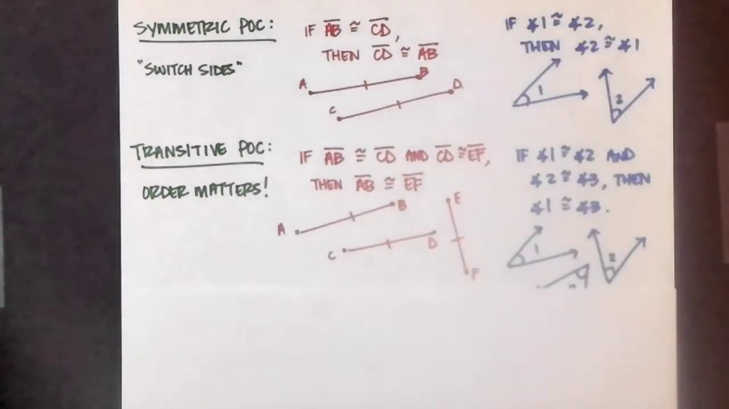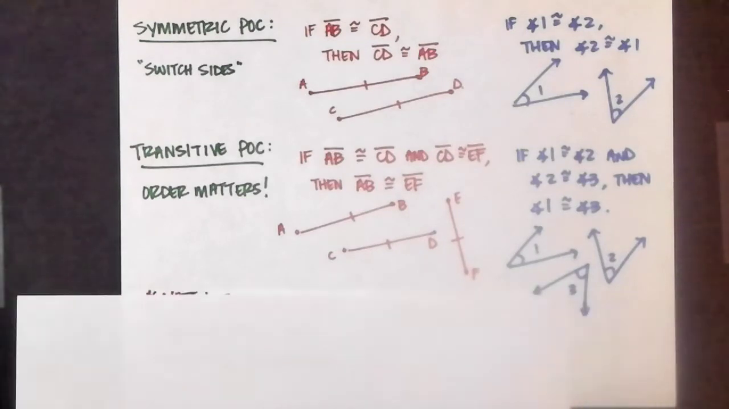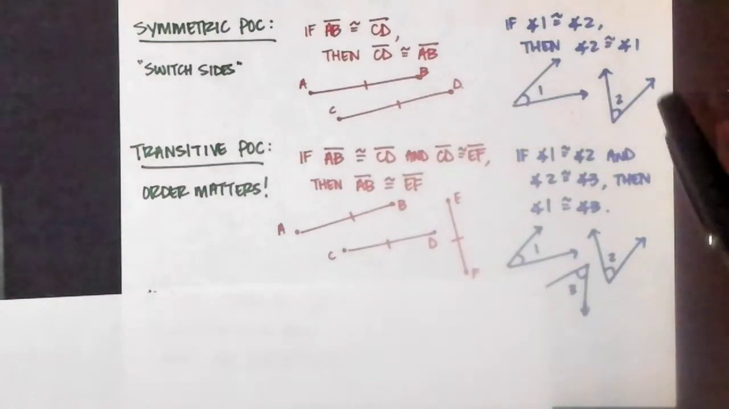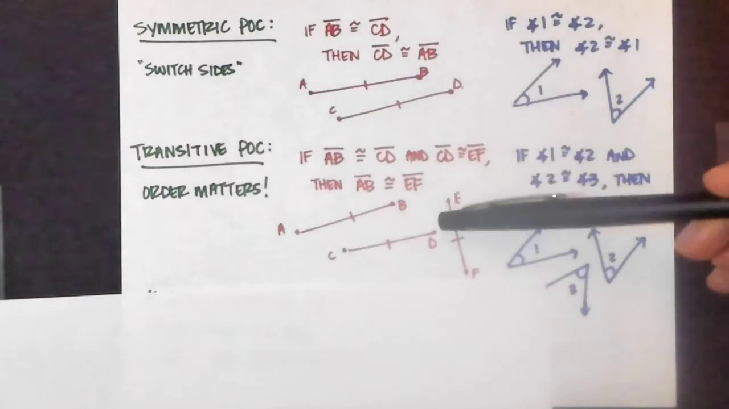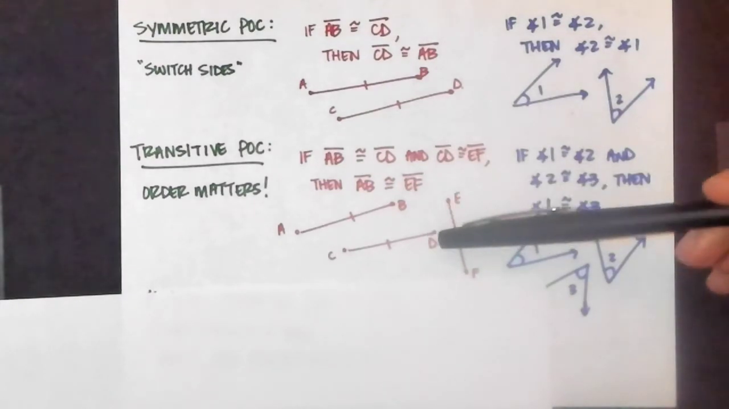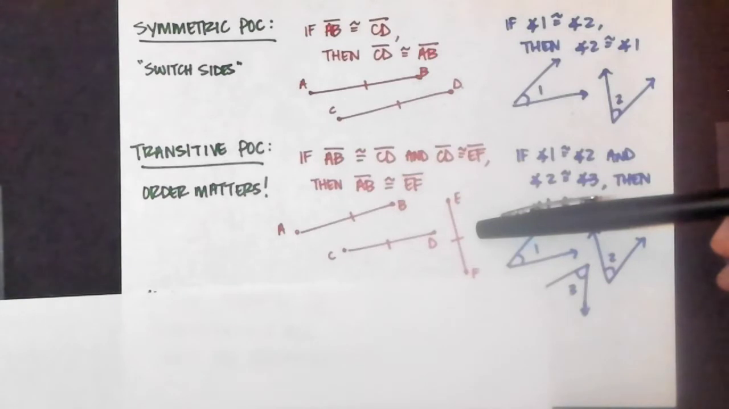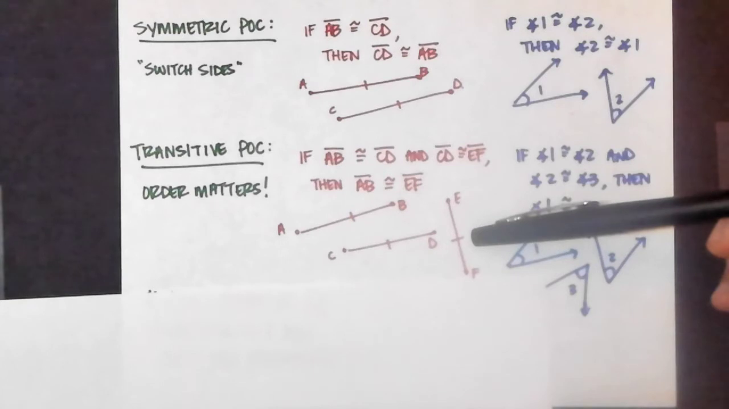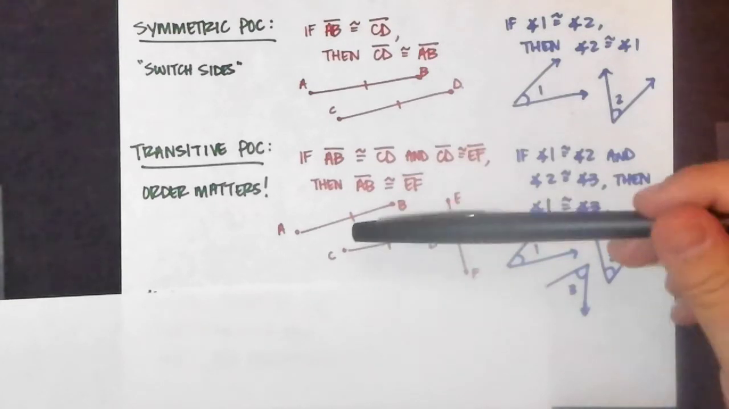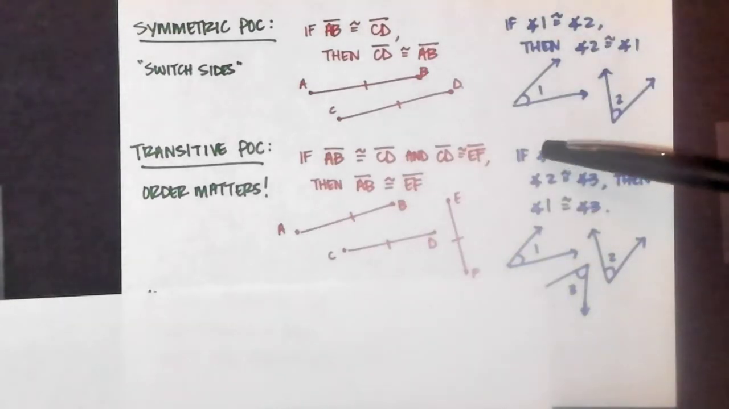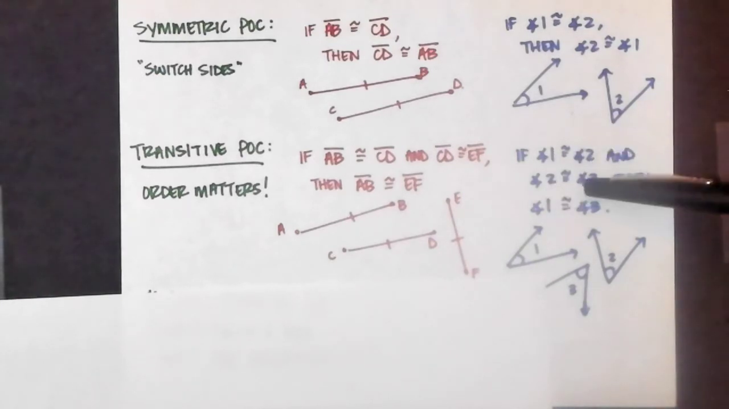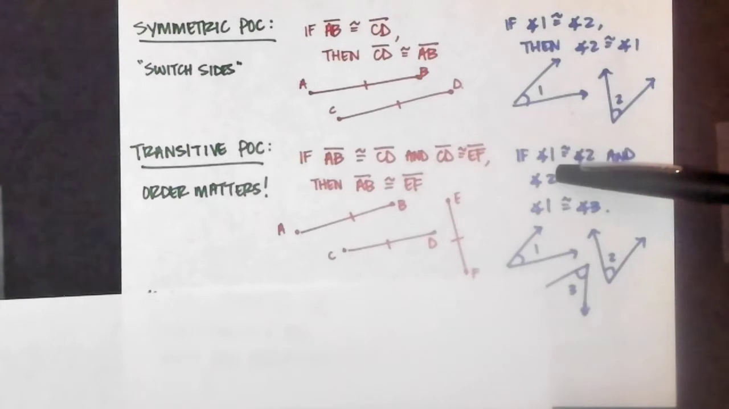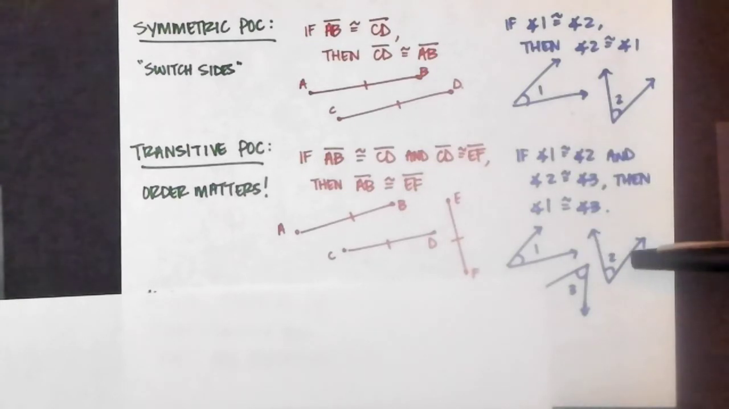And the last one here is the transitive property of congruence. Okay, this says if segment AB is congruent to segment CD and segment CD is congruent to segment EF, then we can conclude that segment AB is congruent to segment EF. Right? The order is very important here. Notice that the conclusion, or the second part here, is the first part of our next statement. If angle 1 is congruent to angle 2, and angle 2 is congruent to angle 3, then angle 1 is congruent to angle 3.